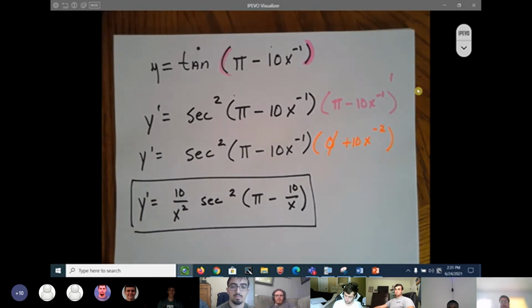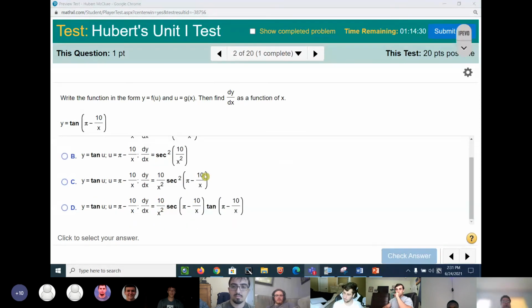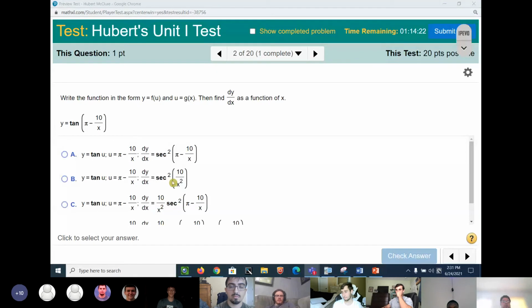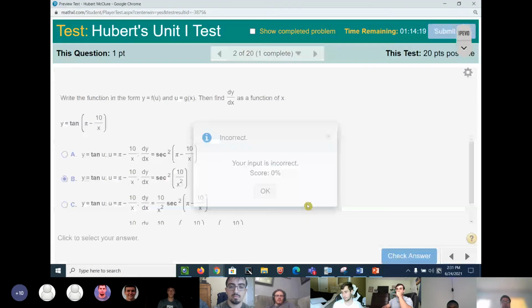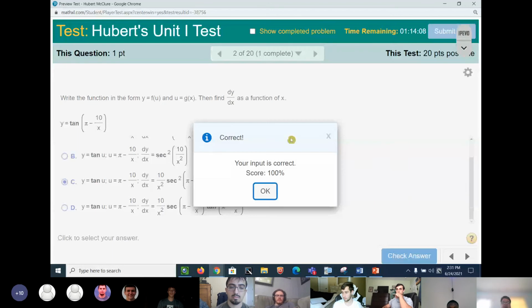Now, they don't have the final answer. I think they've just got the setup, but let's see what they've got. I believe we're looking for 10 over x squared, so chances are, wait a minute, hold on. Secant, no, should be this one. No, wait a minute, or this one. I don't know. Are they wanting the final answer or are they wanting the parts? That's the parts. I'm sorry. They're wanting the parts.